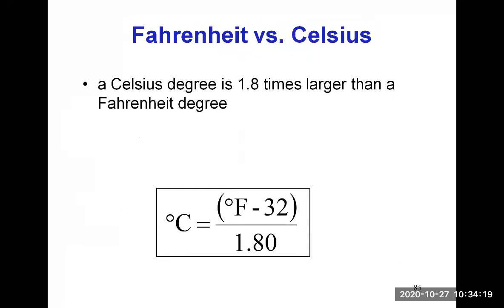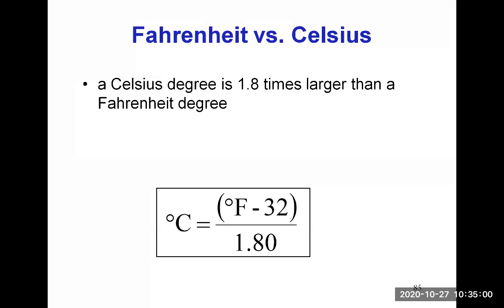So what are the equations that allow you to change between degrees Fahrenheit and degrees Celsius? So the equation is degrees Celsius equals degrees Fahrenheit minus 32 over 1.80. And so this comes from the fact that a degree Celsius is 1.8 times larger than a degree Fahrenheit, right? So when you're moving up by 1 degree in the Celsius scale, you've moved up by 1.8 in the Fahrenheit scale. So that's why there is that 1.80 in the denominator.